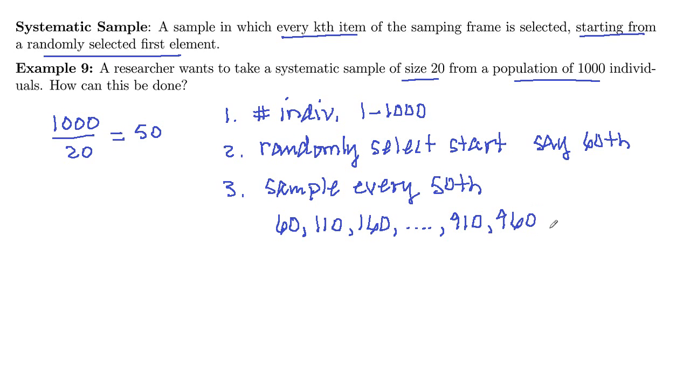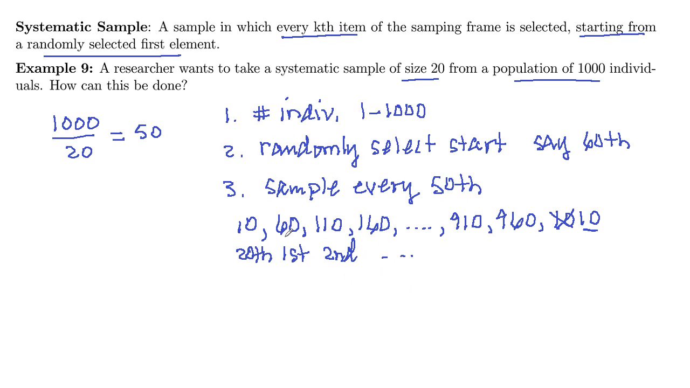We won't quite be done there. If we add 50 one more time, we get 1,010. But there's no 1,010, there's only 1,000 individuals. So what we'll have to do is cycle back around to the start, and instead of 1,010, we'll subtract off the 1,000, and we just get the 10th individual. So we can put that on in front. Okay, so this is our first in the sample, our second, and so on, and then this is going to be the 20th in the sample.